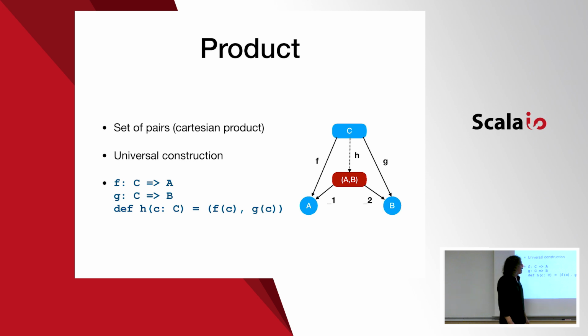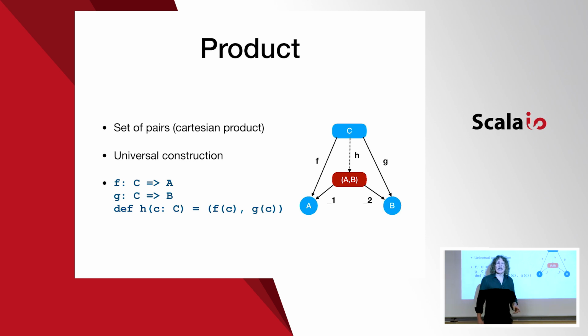Well, let's try some other object. Let's say C. Suppose that C has these two projections also. So we know that a candidate for a product has to have these two projections, and the only thing we know about these projections is that they are arrows. So there is an arrow F to A, and there's an arrow G to B.